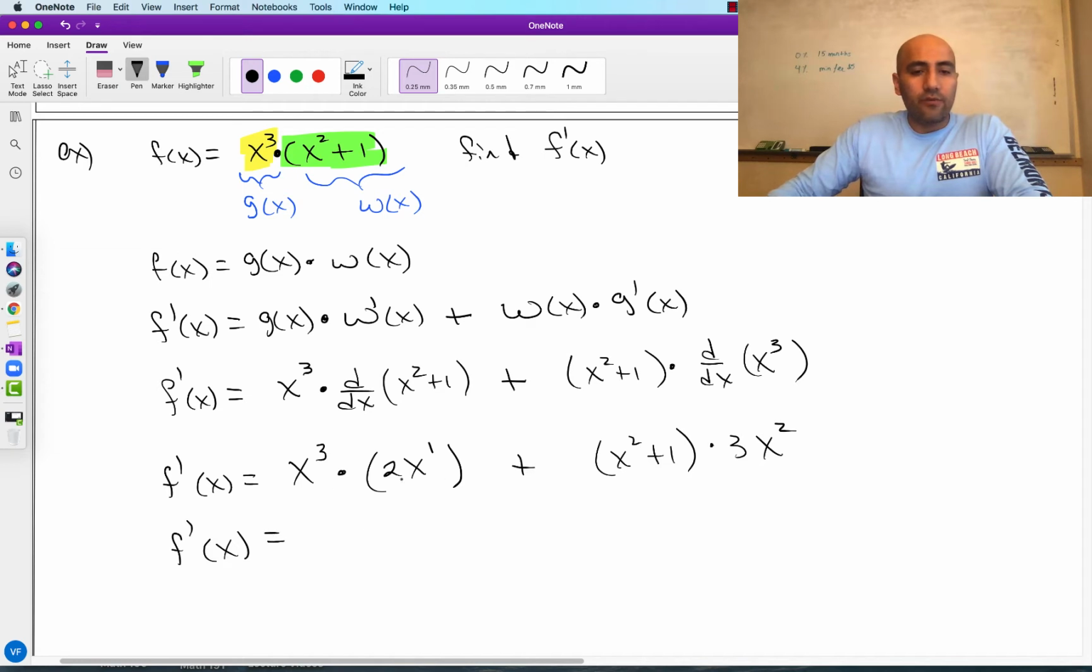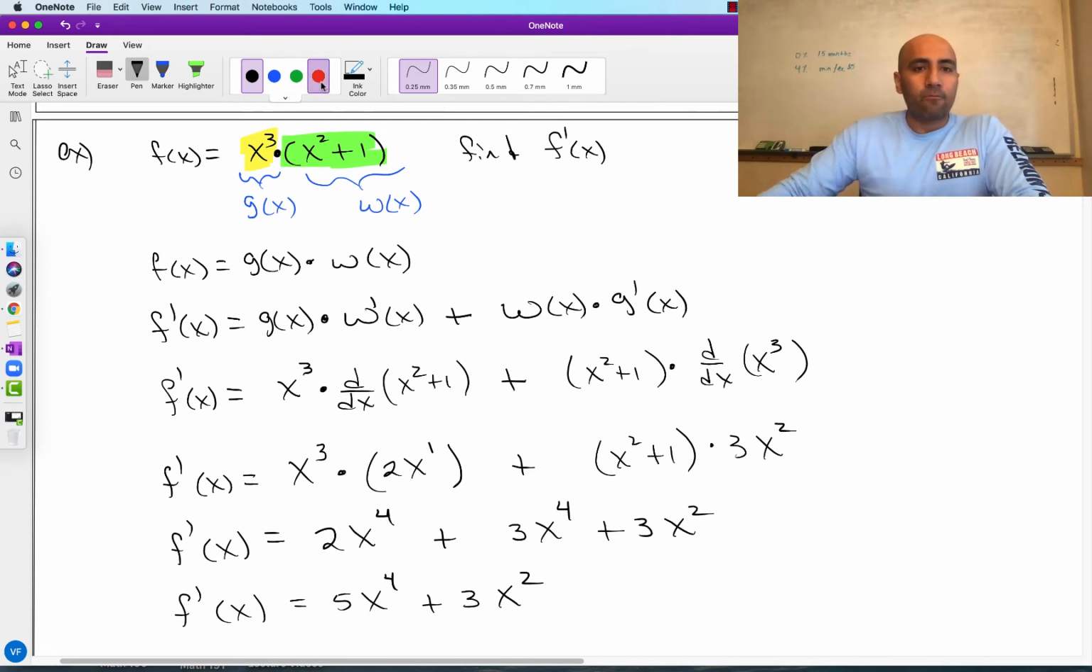If we multiply these, we get 2x to the power of 4 plus, and now if we distribute these, we get 3x to the power of 4 plus 3x squared. And then combining those two, they have the same power of 4. We get that the derivative with respect to x is equal to 5x to the 4th power plus 3x to the 2nd power. Okay, so here's our answer.